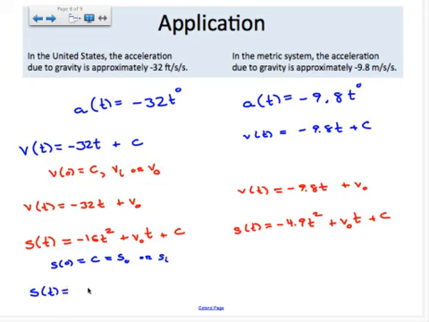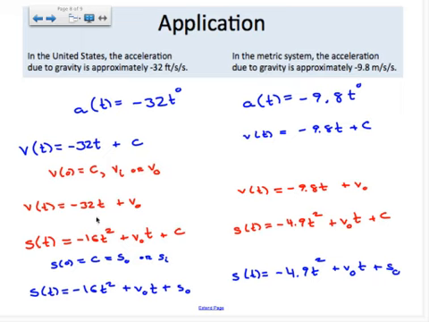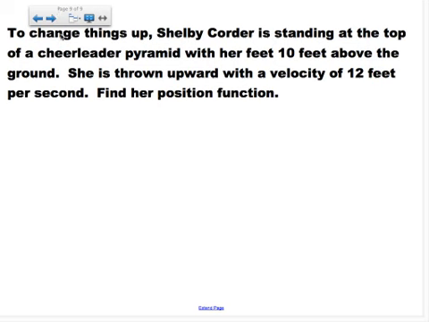So if you're in the United States, this is the equation for the position of a falling body: negative 16t squared plus the initial velocity times t plus the initial position. And if you're in the metric system, this is the equation physics students might recognize. Maybe some different variables are used from time to time, but negative 4.9t squared plus v naught t plus s naught. So you can memorize those or not, but I think you could always work backwards if you had to get there. So let's just do that real quick.